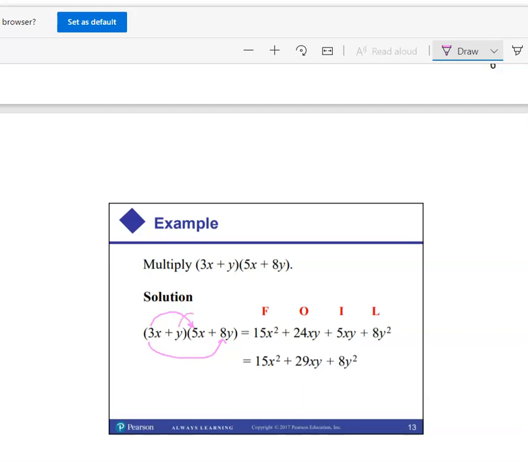Inner would be the ones on the inside. So y times 5x would get me 5xy. And then they did the last terms in the parentheses. So y times 8y would be 8y squared. We've got two like terms here. They both are xy's both raised to the first power, so those could go together. 24 and 5 would get you 29, and so this would be our final answer.